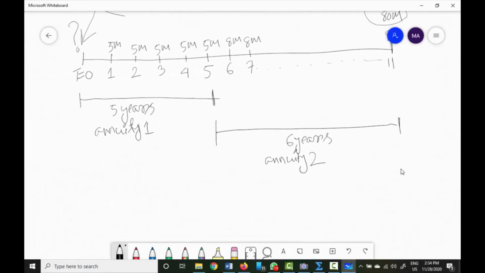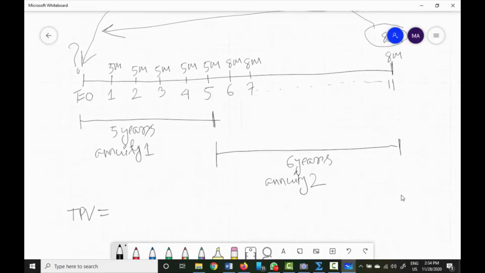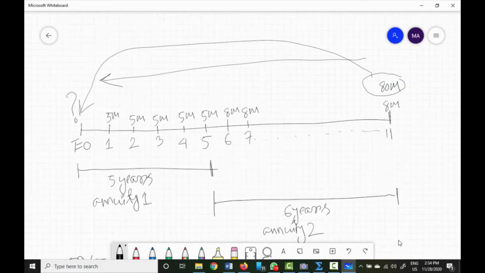So let us do it. To do this one, we need to find out the total present value. First of all, as I said before, we will deal with the 80 million, this single cash flow. If you want to go back, you need to find out the present value. This is not an annuity, this is a single cash flow.